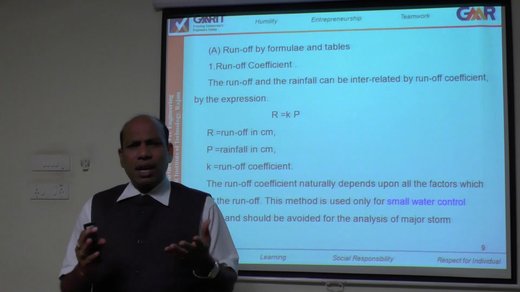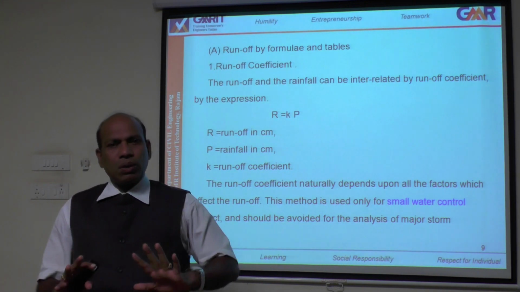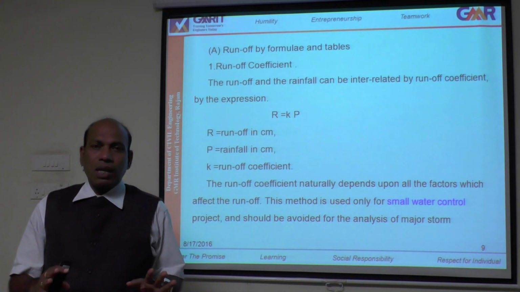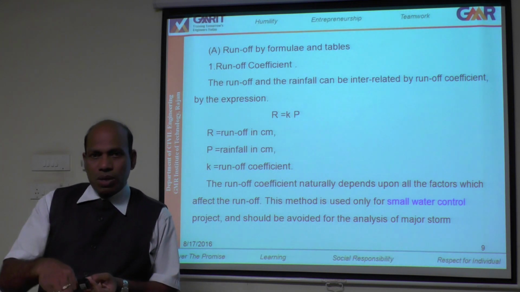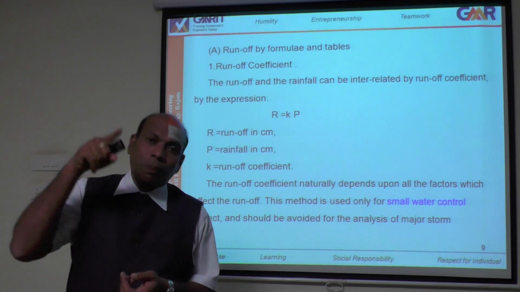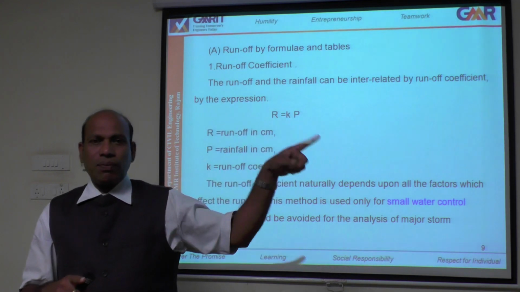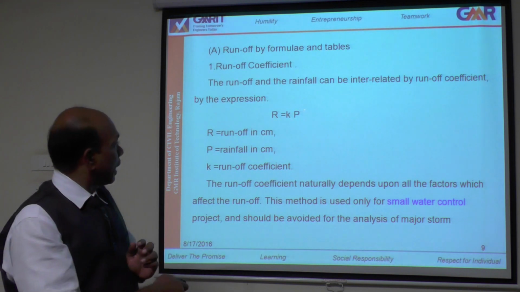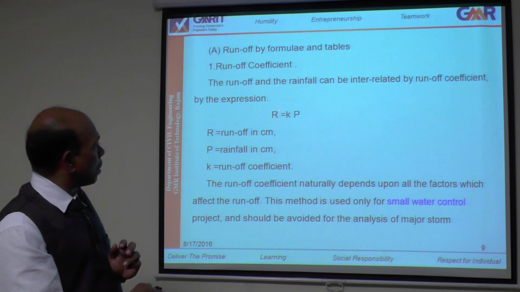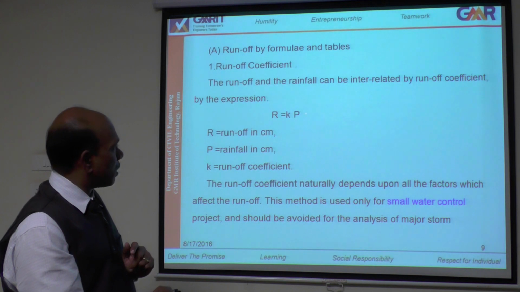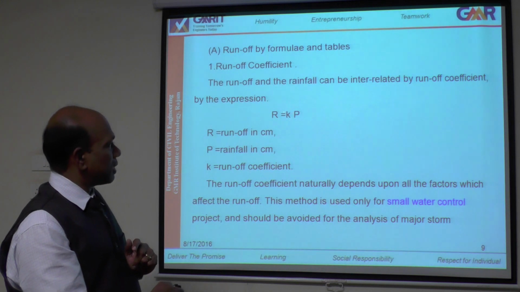What is the relation between the rainfall and runoff? For example, we have 10 centimeters of rainfall on a particular area. Out of 10 centimeters of rainfall, some quantity of water infiltrates into the ground and some quantity of water flows above the ground surface. But the water flowing above the ground surface should be less than the rainfall. Therefore, we introduce one constant known as K, the runoff coefficient. Therefore, runoff depth R equals K into P. P is the precipitation, R is the runoff, K is the coefficient. This should always be less than 1.